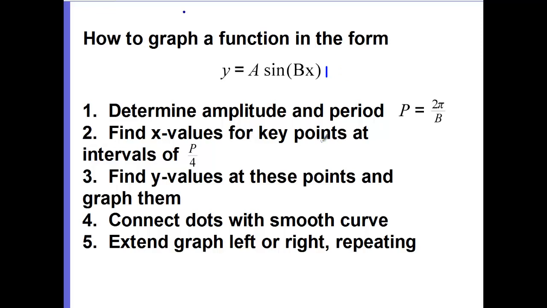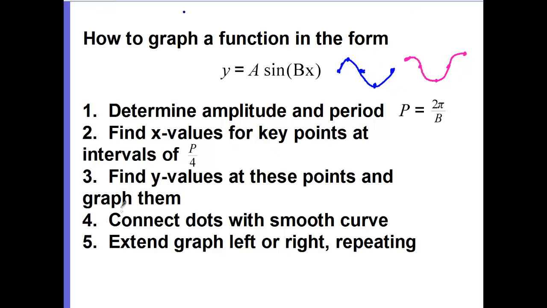Then you're going to find the x values for key points, in intervals of period over 4. Now the reason we do that is because we can break the sine and the cosine functions up into those quadrantal angles at 0, pi over 2, pi, 3 pi over 2, and 2 pi. We can do the same thing for the cosine graph. Use those quadrantal values. And you remember, at the quadrantal values on the unit circle and on their graphs, it either has values of 0, 1, or negative 1. So it makes it easy to plot the graph.